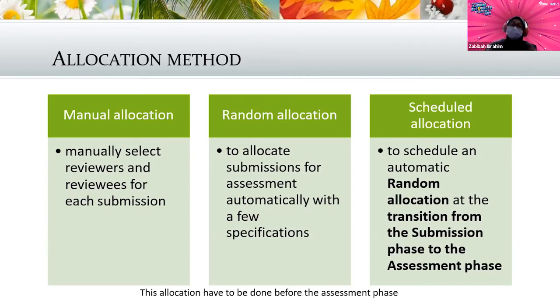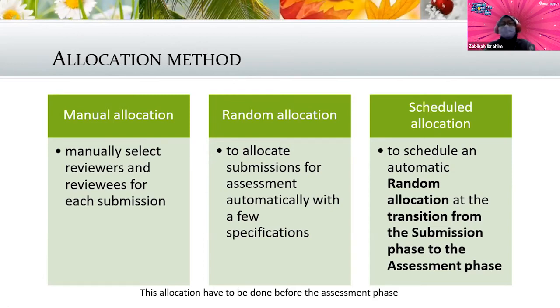So manual allocation will be good if you have a small number of students, for example, and you want to select who is going to be given that particular submission. But for the random allocation, based on the specification, you let the system allocate the submissions among the students.